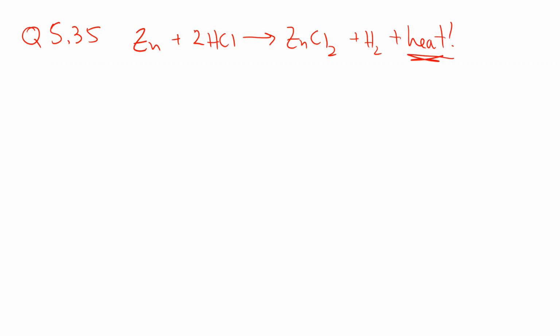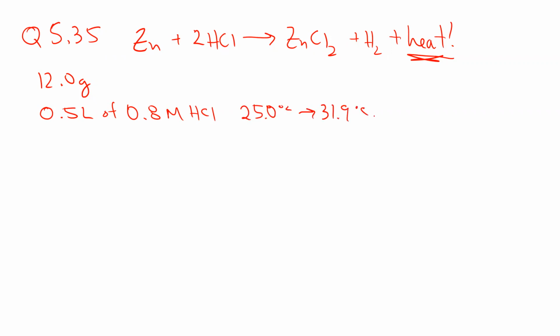So, all right, I add 12 grams of zinc to this water, and the water is 0.5 liters of 0.8 molar HCl, right? And when I do that, the temperature of this water goes from 25 to 31.9 degrees Celsius. The density of the solution is that of water, right? What's the delta H for this reaction?